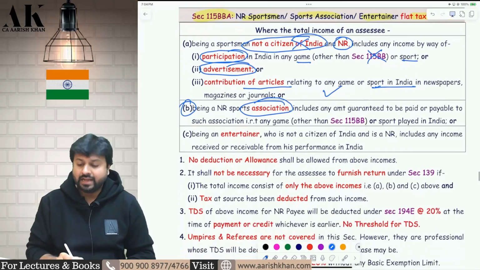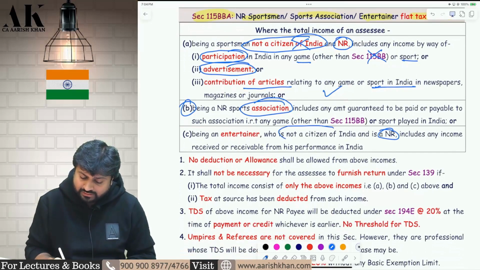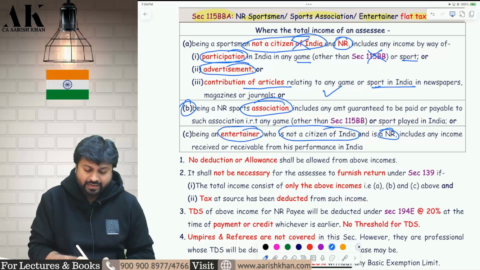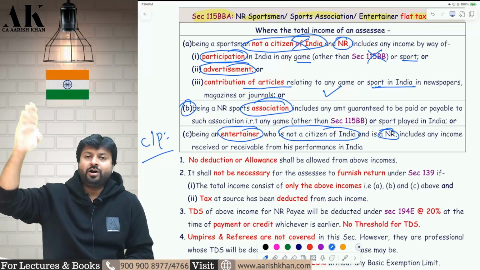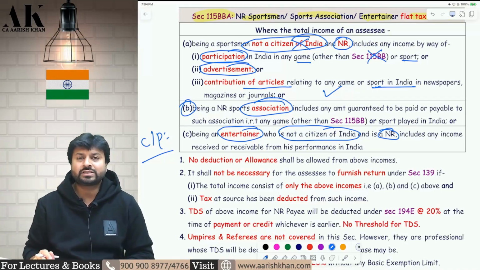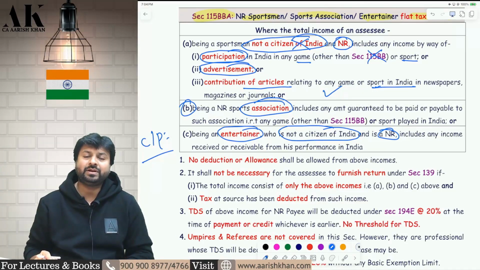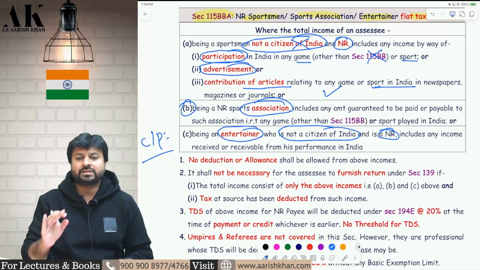Similarly, if in India a non-resident who is not a citizen of India is an entertainer, like Coldplay, like Justin Bieber or Shakira, or any foreign citizen who is coming to India, who is a non-resident, for entertaining people in India, they will also be subject to 20% flat tax here.